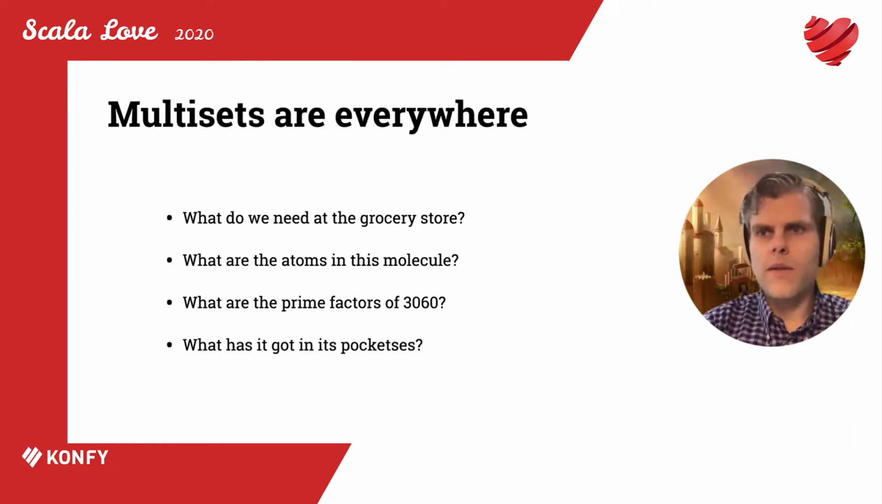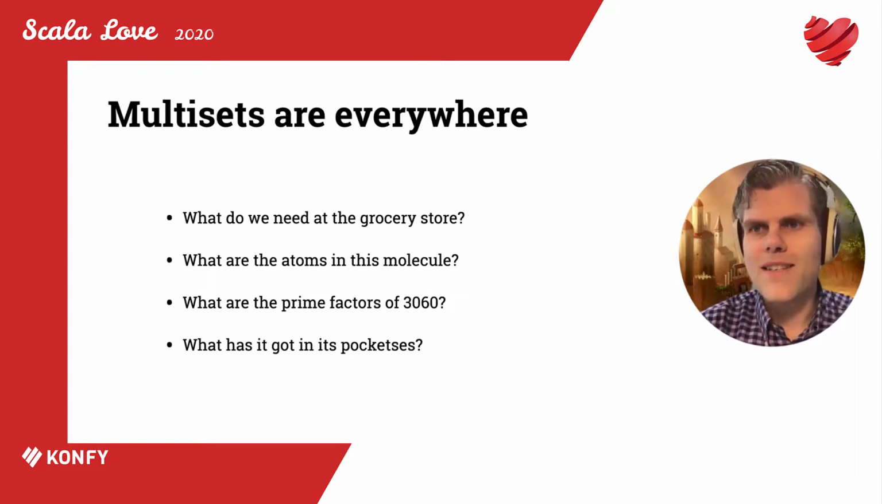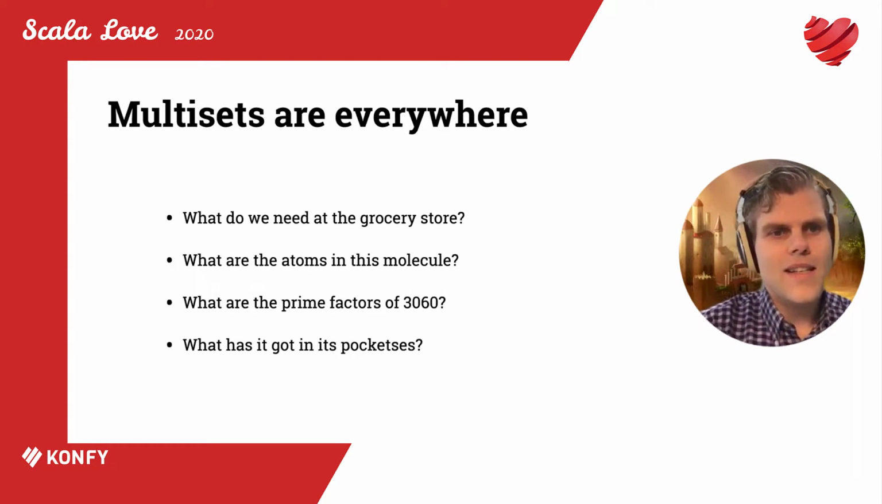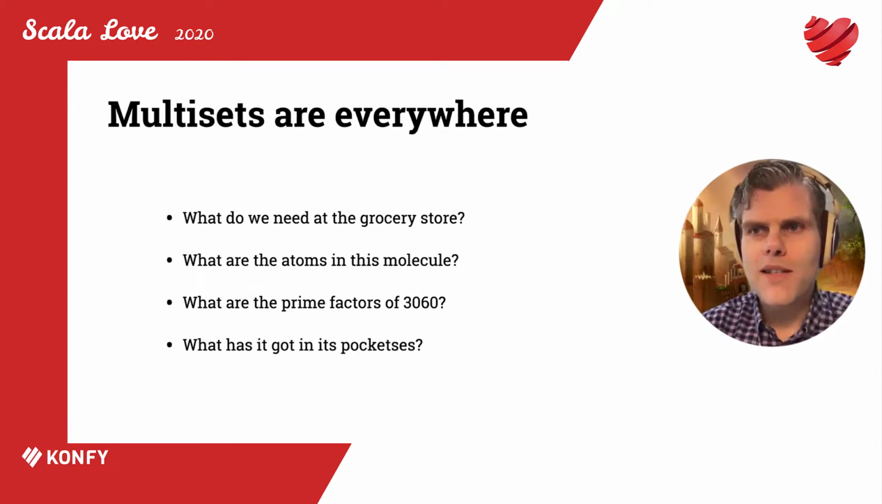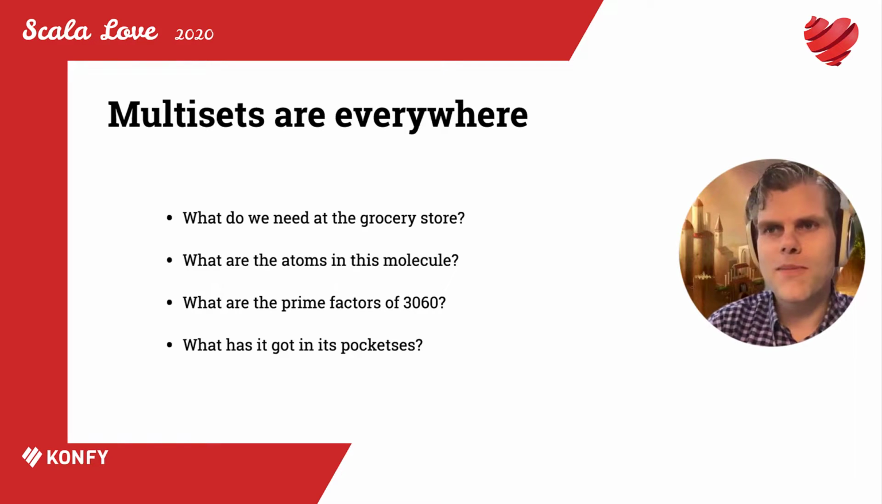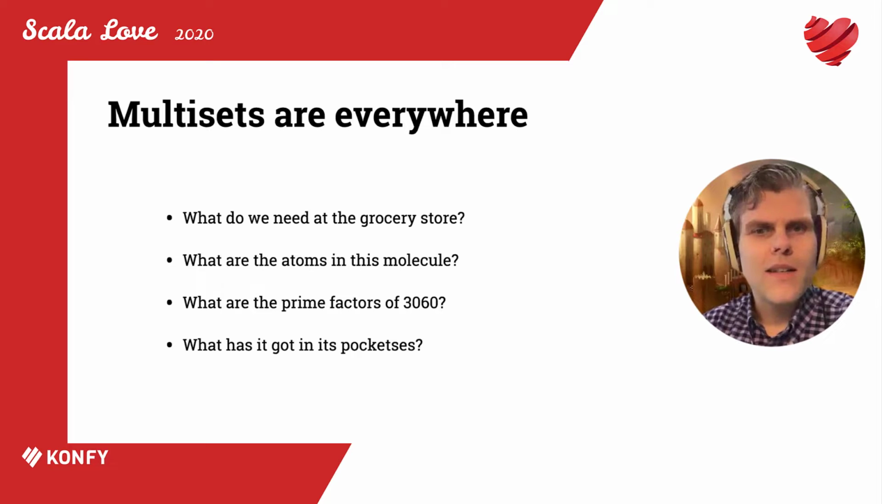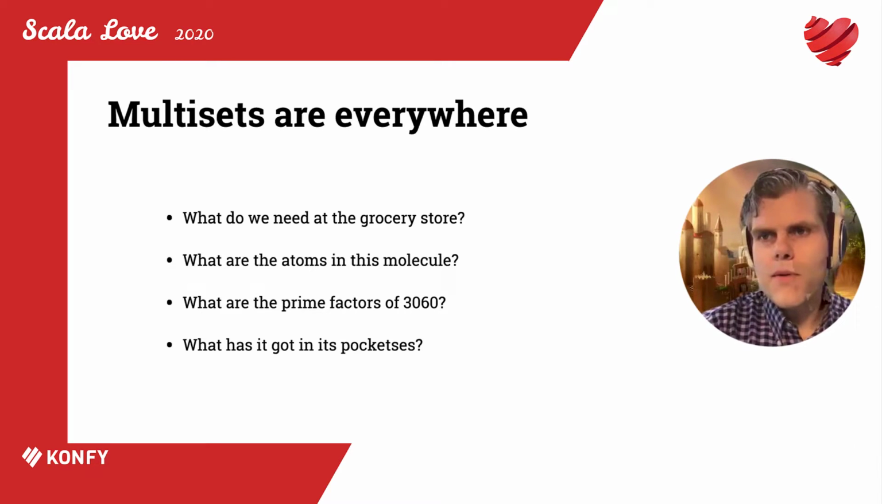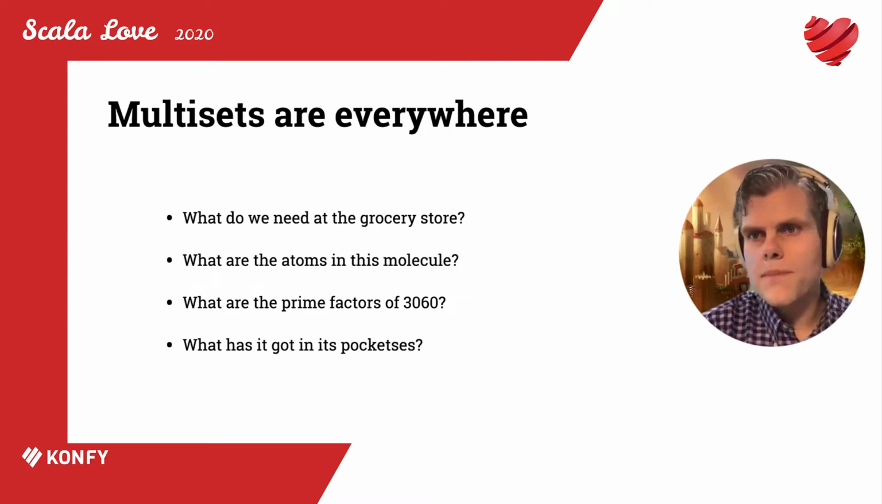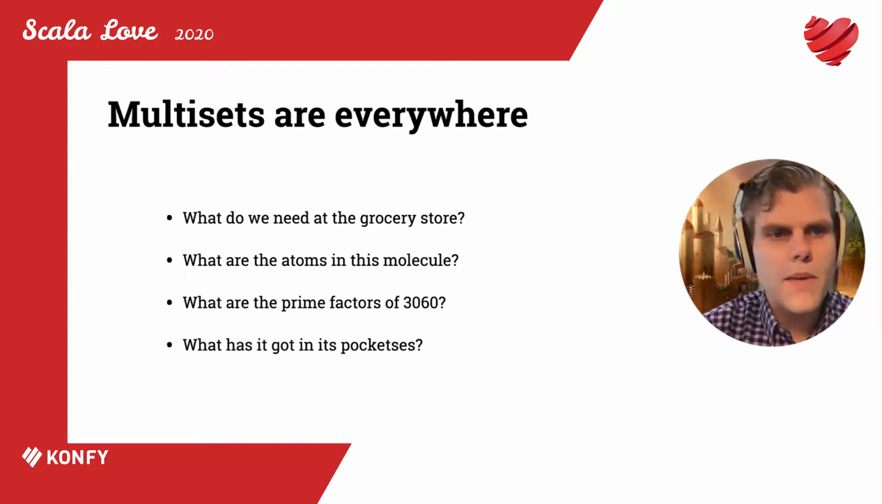Okay, so multisets are actually everywhere. For instance, your grocery list is not a list; it's a multiset. What are the atoms in this molecule? That's a multiset: H2O has 2 H's and 1 O. The prime factors of numbers are multisets. For instance, 3060 has the factor 2 twice and the factor 3 twice as well. So those are multisets that appear in mathematics.